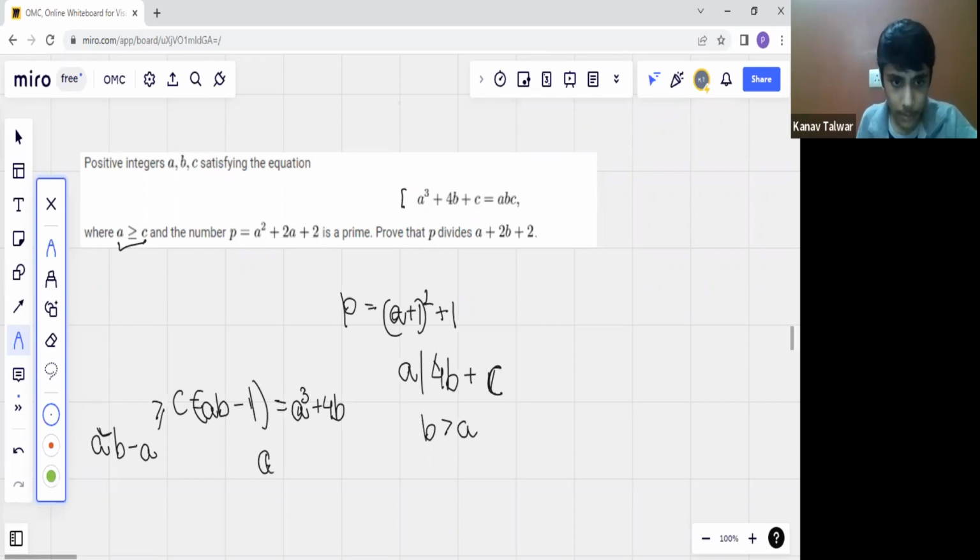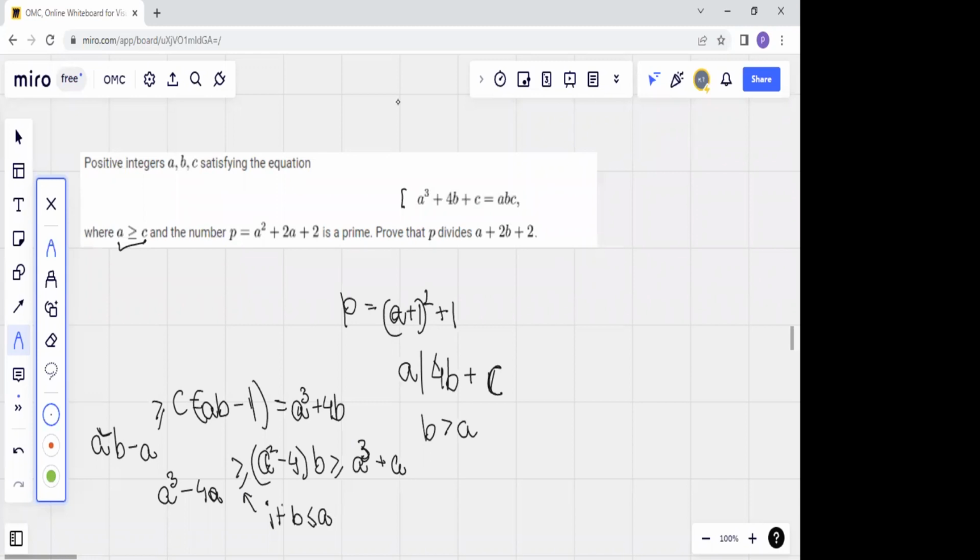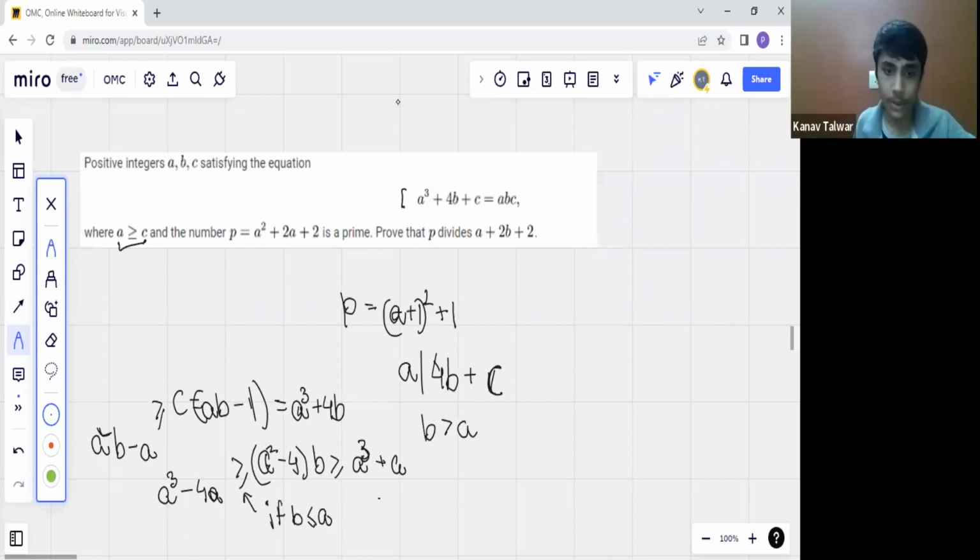So we have a squared minus 4 times b is at least a cubed plus a. So if b were at most a, you would have that this is at most a cubed minus 4a, which is not possible. This is if b were at most a. Makes sense. So this is not possible. So we have this. So is this clear to everybody?